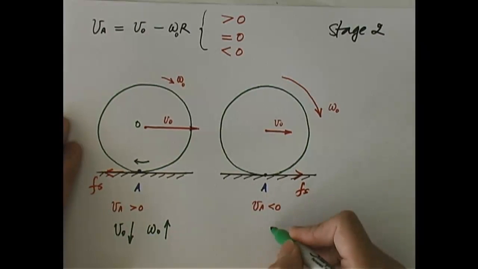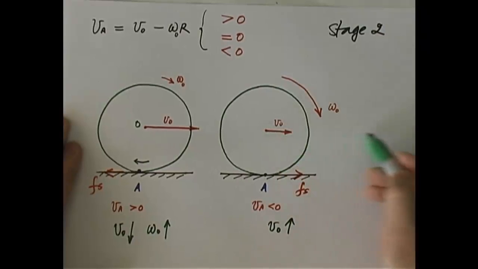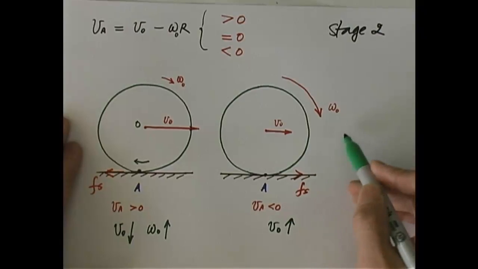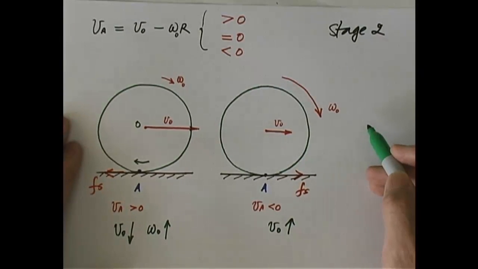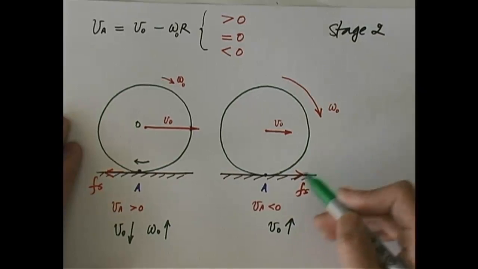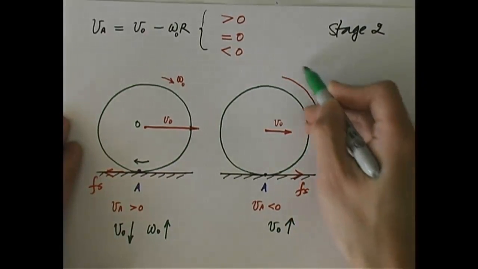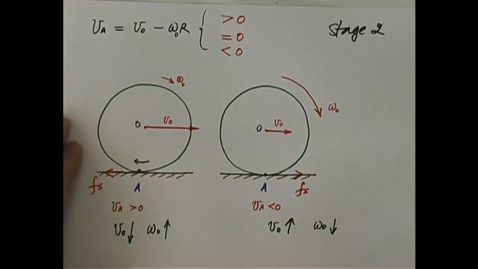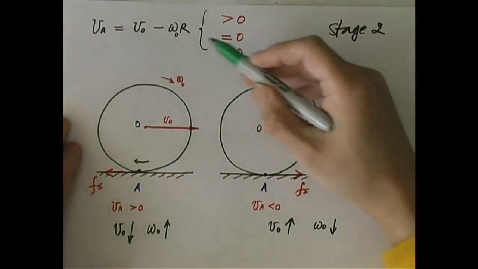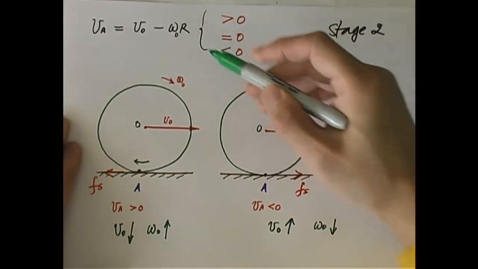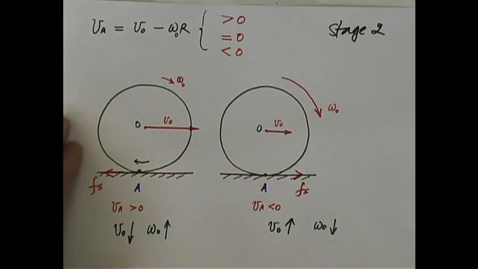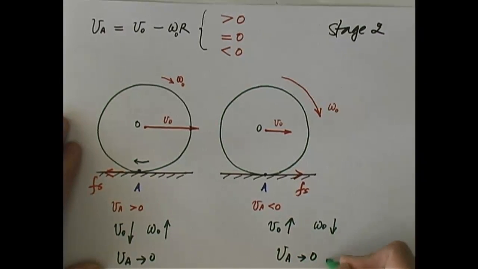What does this Fs do? First of all, it's going to increase VO, so you go faster. Even after the cue leaves the ball, friction from the table will push it forward. It's going to go faster. That's where forward English comes from. But on the other hand, this friction causes a counterclockwise rotation about the center, so it's going to decrease omega O. You start with VA less than 0, so VO is too small and omega O is too large. But due to the friction, VO is going to increase and omega O is going to decrease. So eventually, VA will become 0, just like before. After a while, VA becomes 0 again.